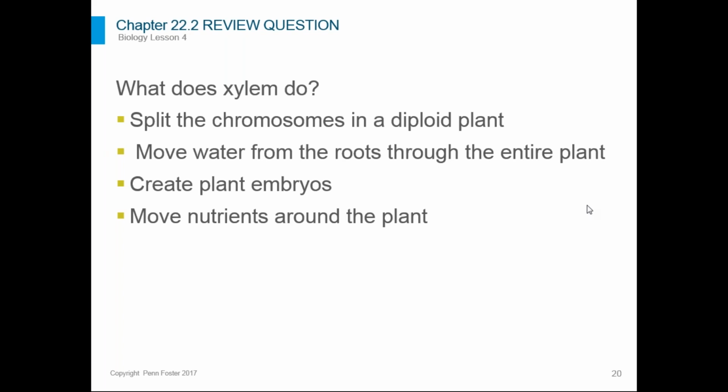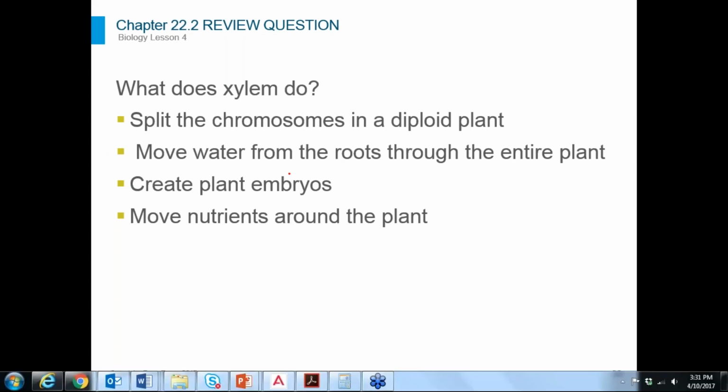That's a great example of bryophytes. And our next question here is, what does the xylem do? So think about that answer for a few seconds.